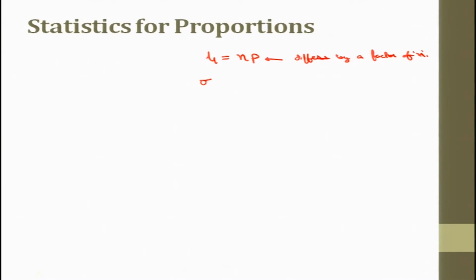For the sample, the variance is equal to n p into 1 minus p. I can even use npq, where q is actually 1 minus p only. Variance is this value and the standard deviation is the square root of this. So that becomes the square root of np into 1 minus p. Now, this also differs by a factor of n. This is for the binomial.